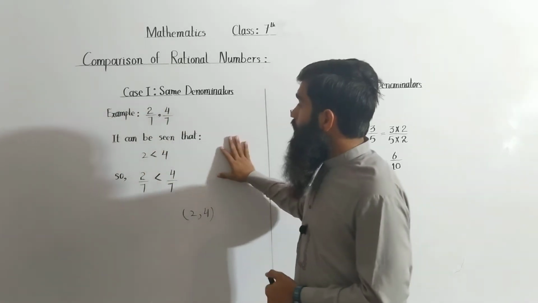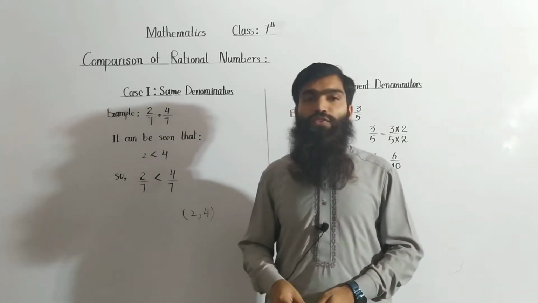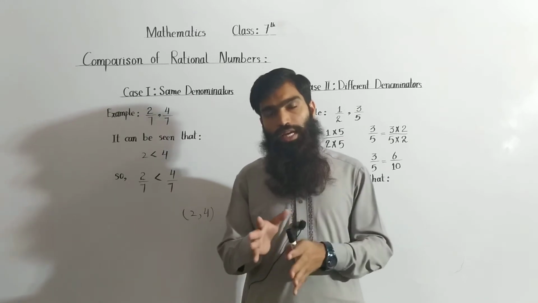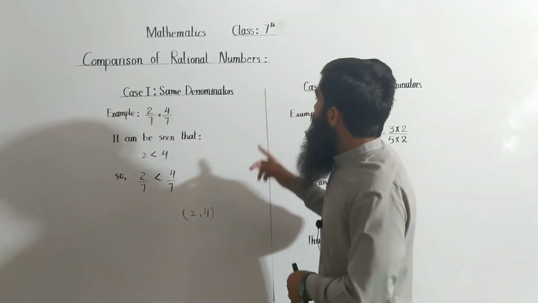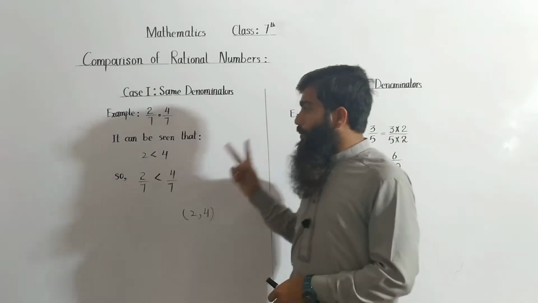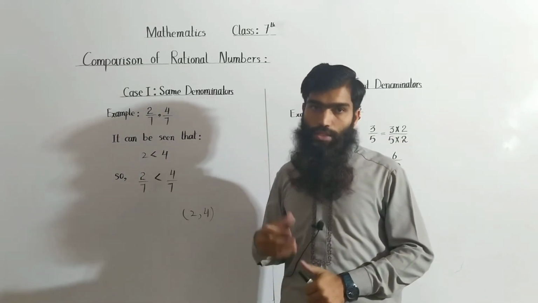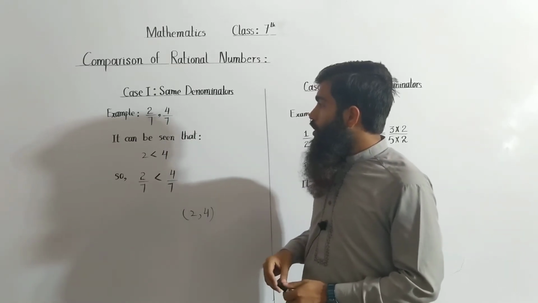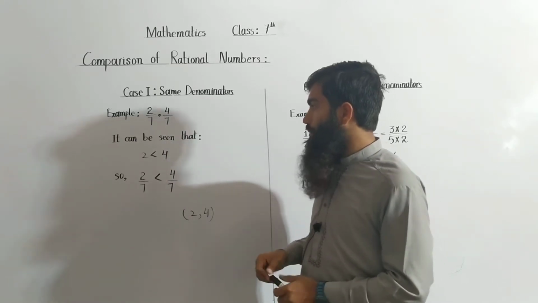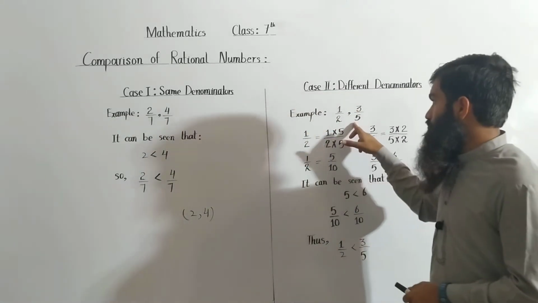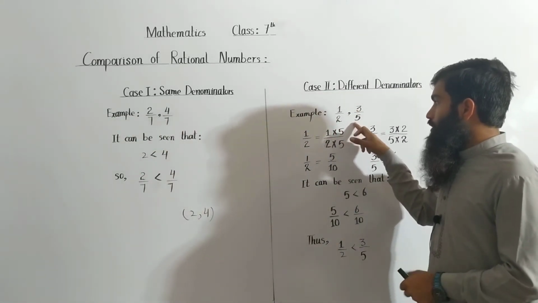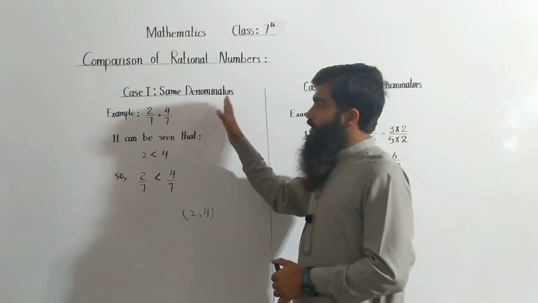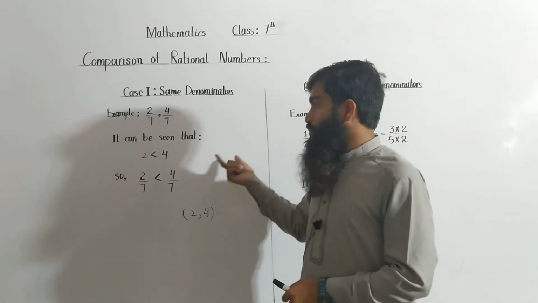But the problem is that if we have rational fractions, then how will we know which fraction is smaller and which is greater? Actually, two possibilities are there. One is when the denominators of the given fractions are the same, or their denominators are different. There are two possibilities, as you can see here. So I will explain both cases one by one.